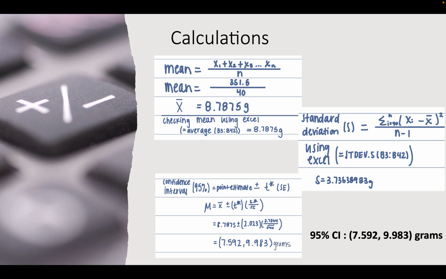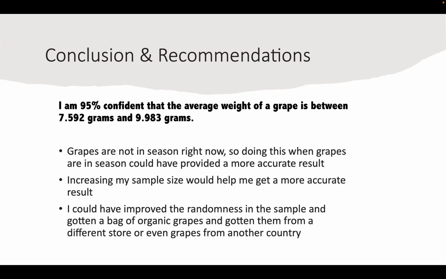That t value is 2.023, and then I added and subtracted those to find that 95% confidence interval of 7.592 grams to 9.983 grams. So I'm 95% confident that the average weight of a grape is between 7.592 grams and 9.983 grams.